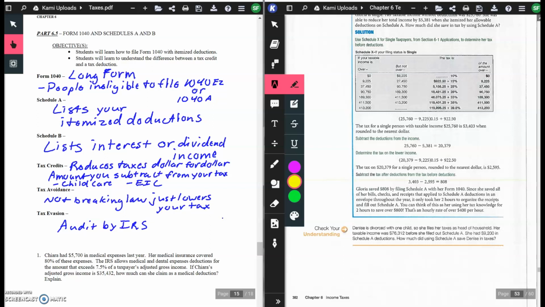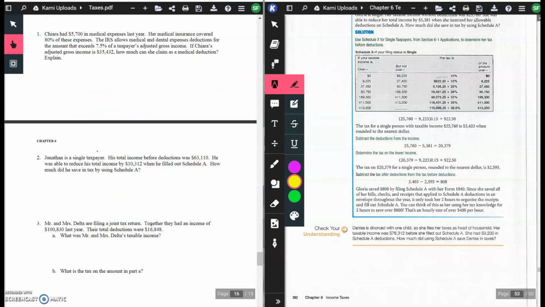Tax avoidance. It's not breaking the law, it's just you're lowering your taxes. So you're finding things in your tax situation where you can lower the tax you owe to the government, and it obviously reduces the cost that you have to pay to the government. And then tax evasion, this is if you lie on your tax return. You could be audited by the IRS, and that tax evasion is a felony. So if you need to pause the video, pause it right now, please, for any definition time that you need.